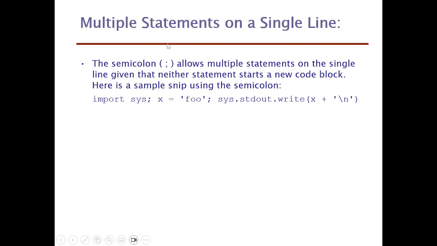Multiple statements on a single line. The semicolon allows multiple statements on a single line, given that neither statement starts a new code block. Here is a sample snippet using the semicolon. Once we import sys, x equals 'foo'. So this is the string. Then sys.stdout.write(x + '\n'), so it will display as foo, right? So we have multiple statements here in one line. If you put a semicolon, this allows multiple statements to be put in one line.